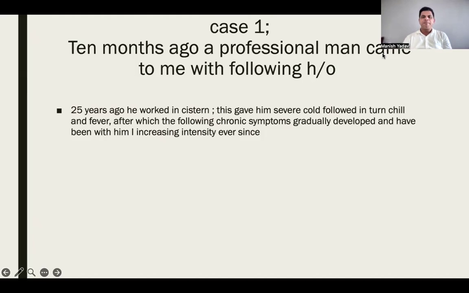So the case comes with some liver complaint, of course, but how the case starts is that 25 years ago, he worked in a cistern. What is a cistern? It is basically a big water tank where you go and work inside. So he was exposed to dampness. Something happened there. He was working there, and after that, he got fever, cold, cough. And after that, the chronic symptoms are gradually increasing. Means he's never been well since working in the cistern. You can take it like that.